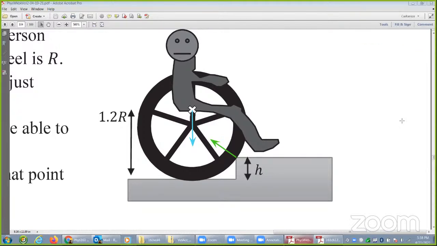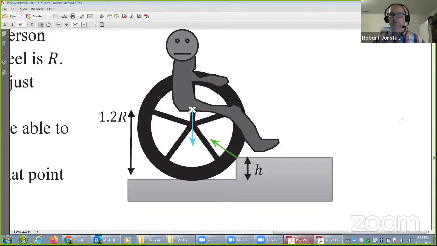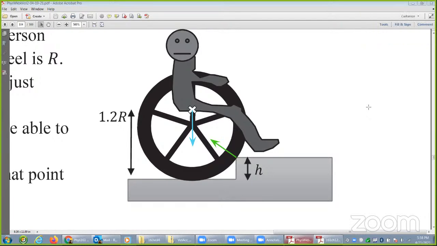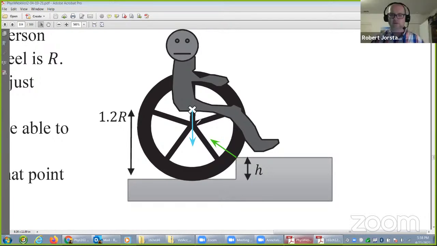Wait, I have a question. So the normal force is going to the center of the wheelchair, or the center of mass of the wheelchair? The normal force goes towards the center of the wheel because it goes towards the center of the circle. That's what's a little different about this one. That one should go right towards the center.